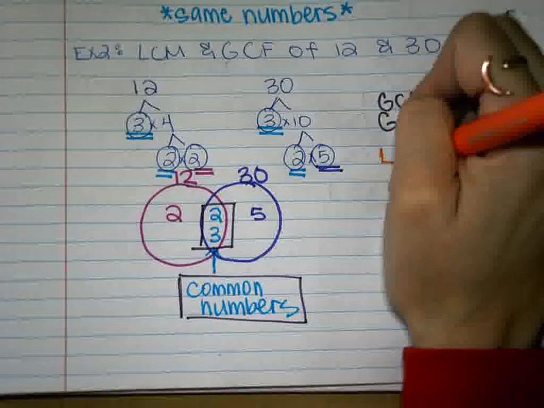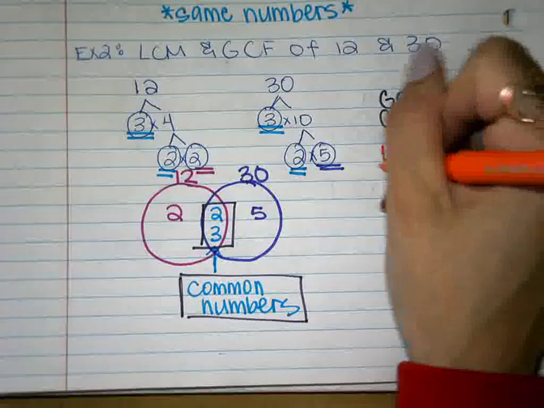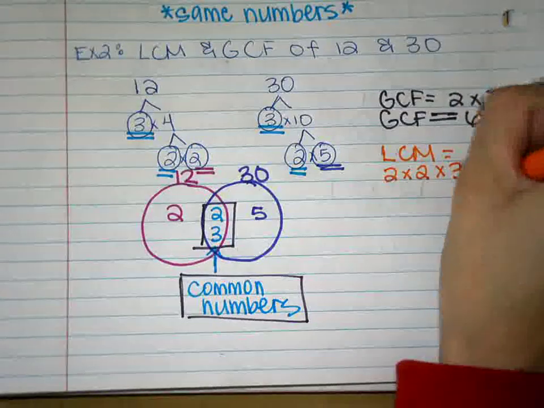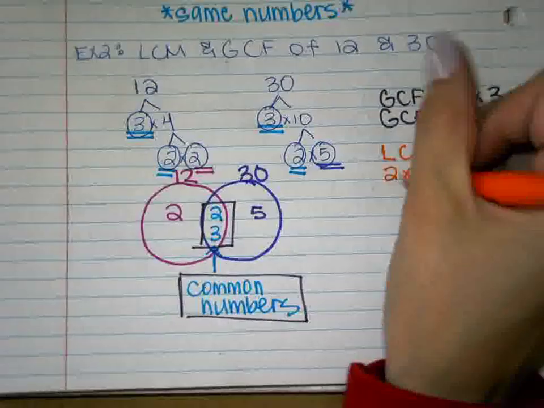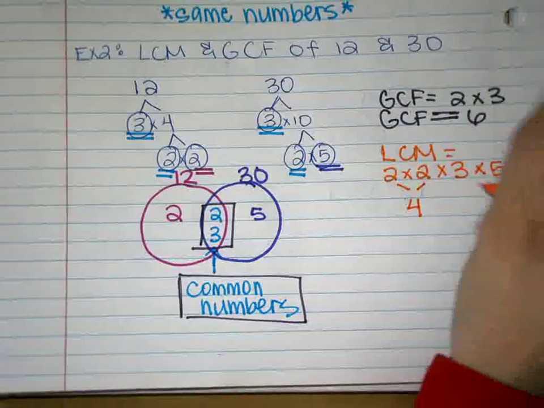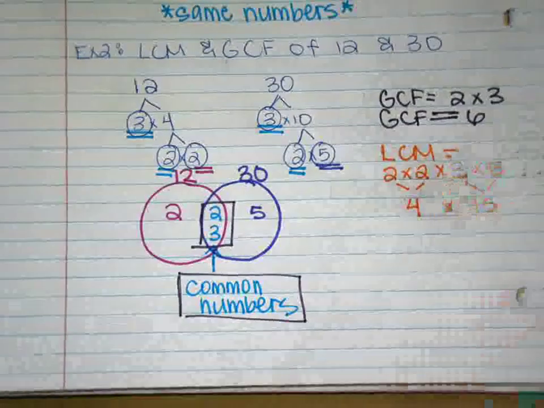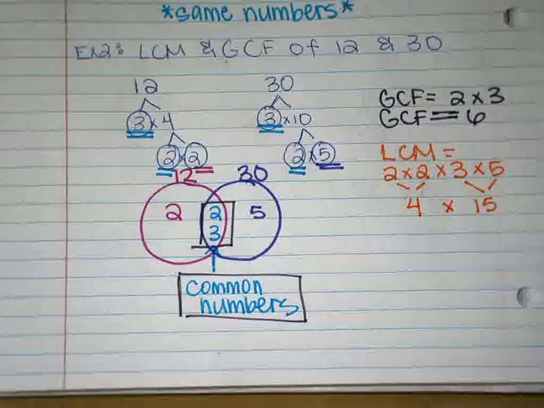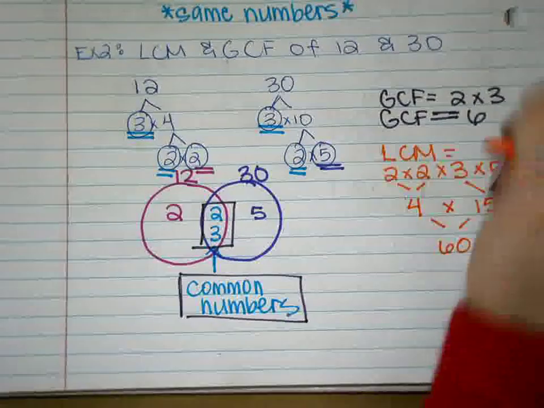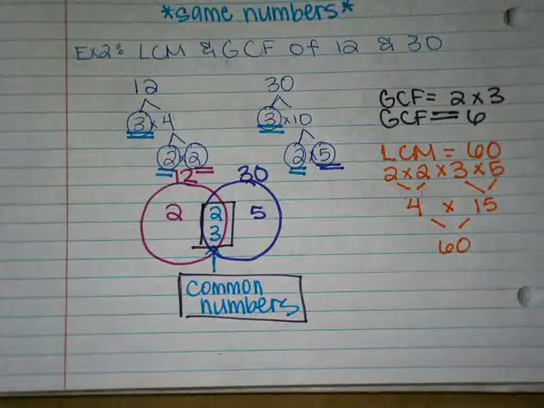Then to find your least common multiple, we multiply all of the numbers we see. So I'm going to multiply 2 times 2 times 3 times 5 together. 2 times 2 is 4. 3 times 5 is 15. So I need to do 4 times 15. And once I do 4 times 15, I'm going to figure out that that is 60. So my least common multiple of 12 and 30 is 60.